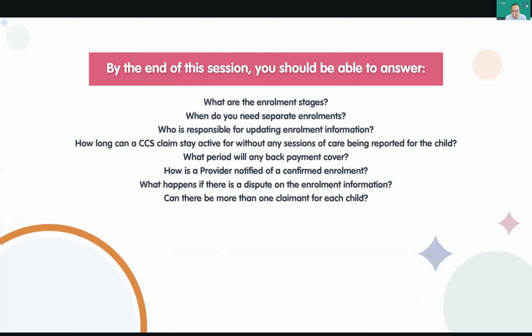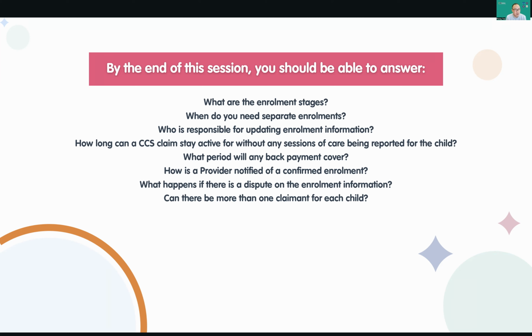So by the end of this session, you should be able to understand what the 4 enrollment stages are. When do you need to separate enrollments? Who's responsible for updating enrollment information? How long can a CCS claim stay active for without any sessions of care being reported for the child? What period will any back payment cover?